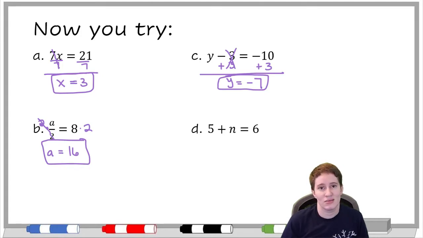5 plus n, those are being added together. And so I want to find a way to make the 5 go away. So I will subtract the 5. And because I want to do that on both sides, I maintain my equality. 6 minus 5 is 1.